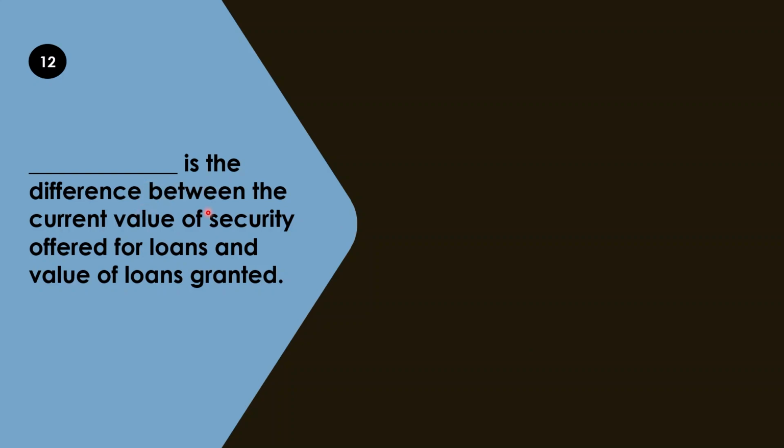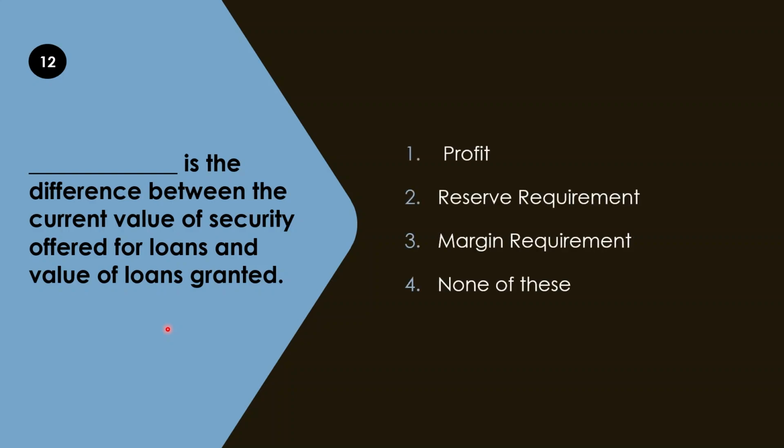Dash is the difference between the current value of security offered for loans and the value of loans granted. So this is a knowledge-based question. You should know this. These are the options given to us. So what do you think is the correct answer? It should be margin requirement, isn't it? Margin requirement refers to the difference between the value of the security offered as collateral for a loan and the actual loan amount granted by the financial institutions.